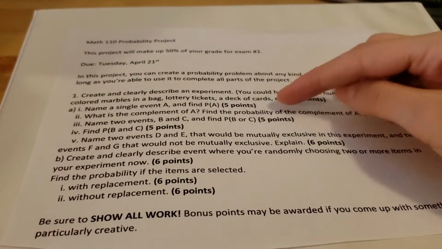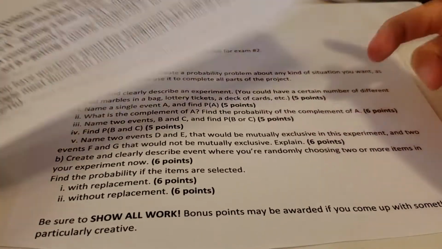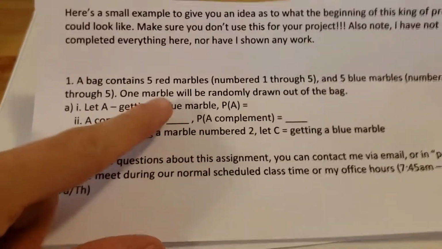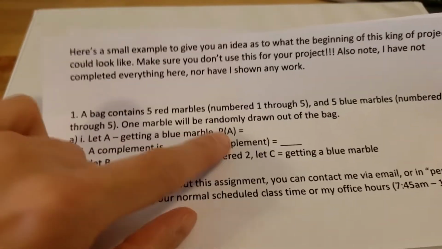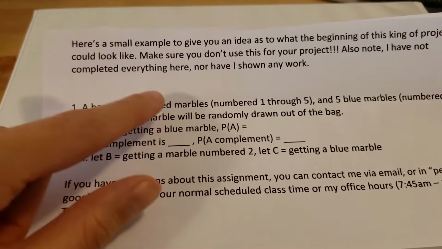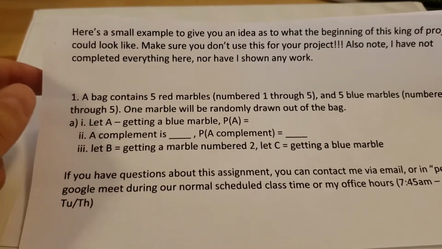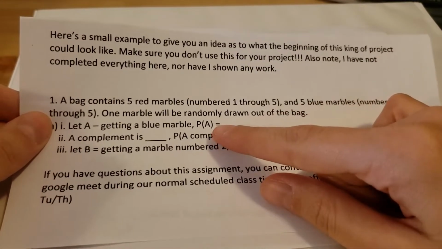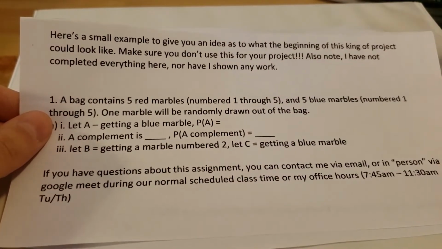Then you want to choose a single event A and find its probability. So here, our event A is going to be getting a blue marble. And now we want to find our probability of A. So since we have 10 marbles in this situation and 5 of them happen to be blue, our probability of A in this case would be 5 out of 10.